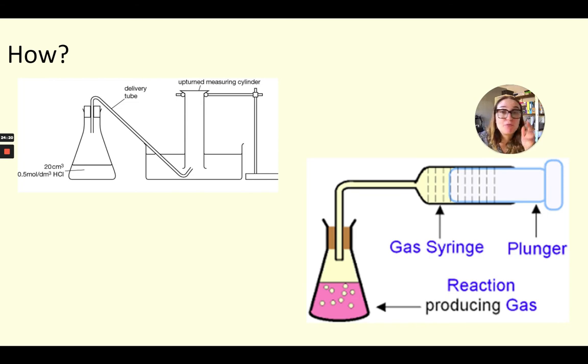So I could say, right, for both practicals, I want to measure how much gas is made in 2 minutes. And then I could record that and change the concentration, or if I'm doing marble chips in there, I could change the size of the marble chips and see what happens.